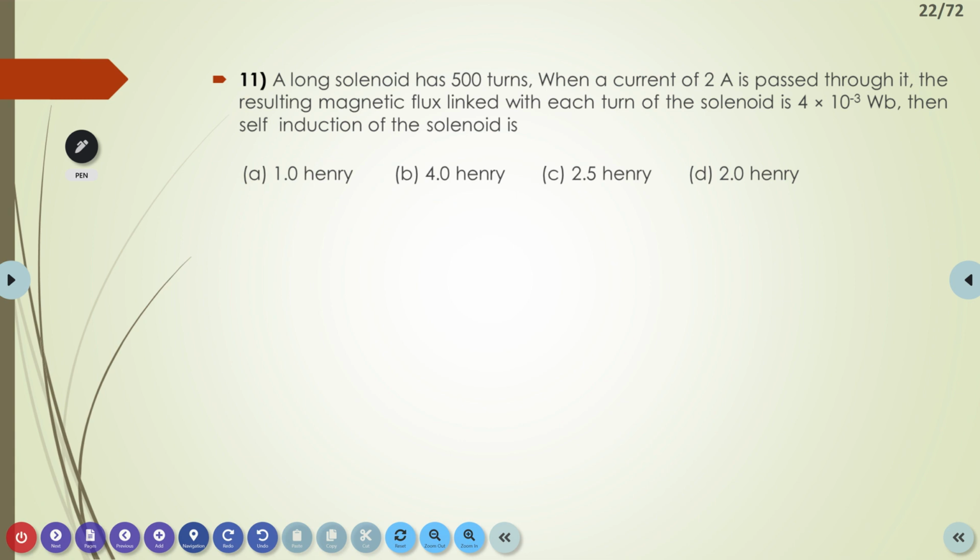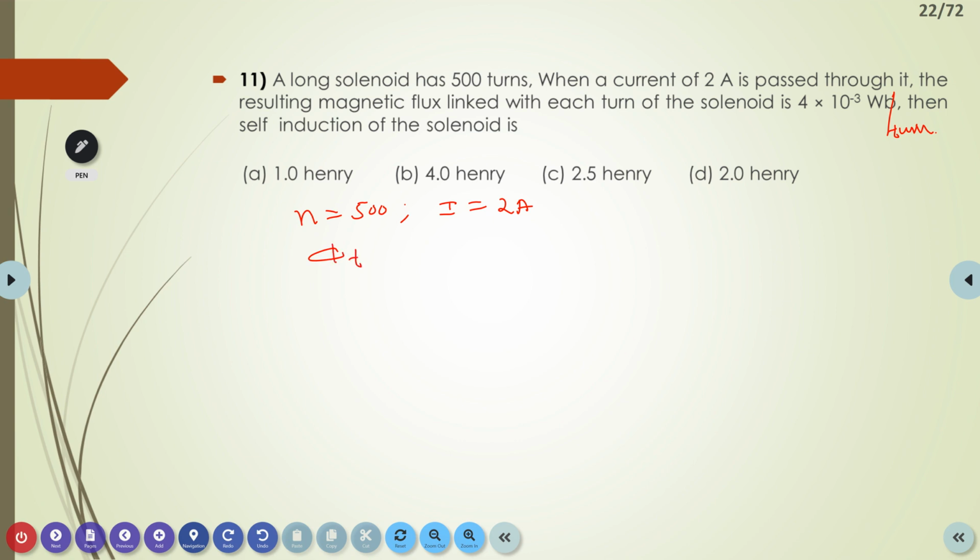A long solenoid has 500 turns. Okay, go on and write it. N equals 500 turns. Current, I equals 2 ampere is passed through it. Resulting magnetic flux in the solenoid is 4 into 10 to the power of minus 3 Weber per turn. It is actually per turn, that is a mistake. It is per turn. Then the self-inductance of the solenoid is asked.